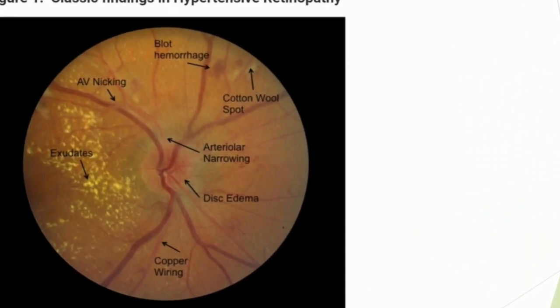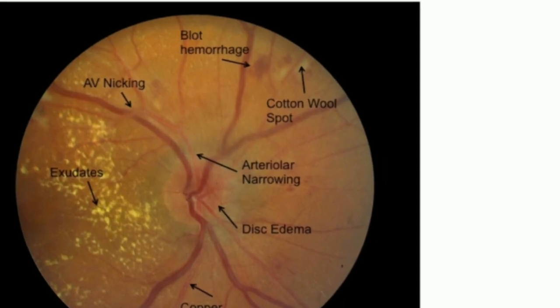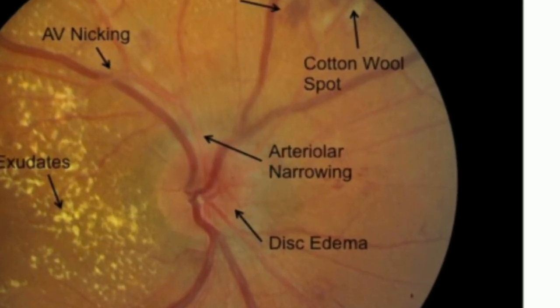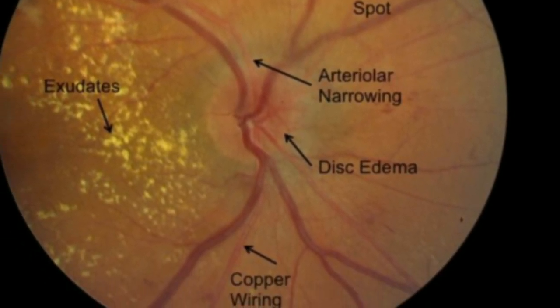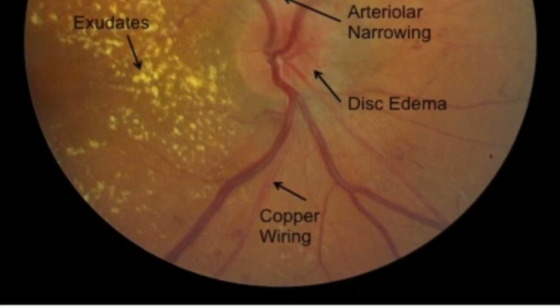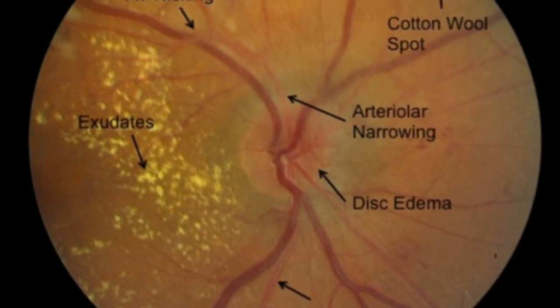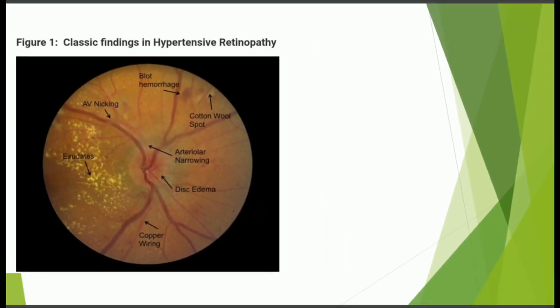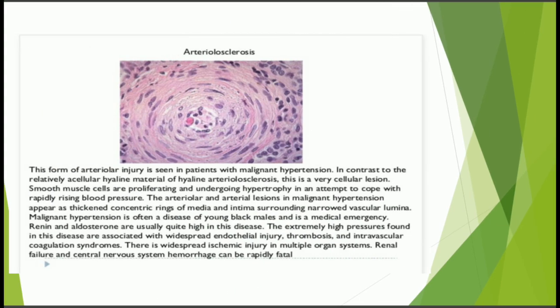Here are the findings of hypertensive retinopathy as shown in fundoscopy: flame-shaped hemorrhages, cotton wool spots, arteriolar narrowing, disc edema, copper wiring, central exudates, and AV nipping, or arteriovenous nipping. Similarly, atherosclerosis of renal arteries is shown.